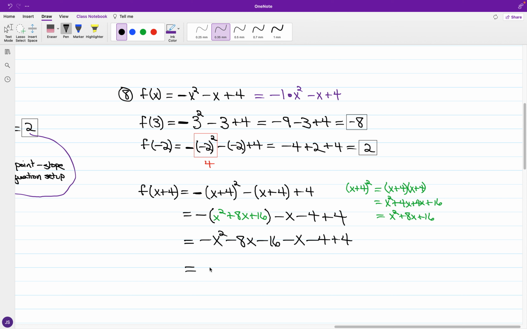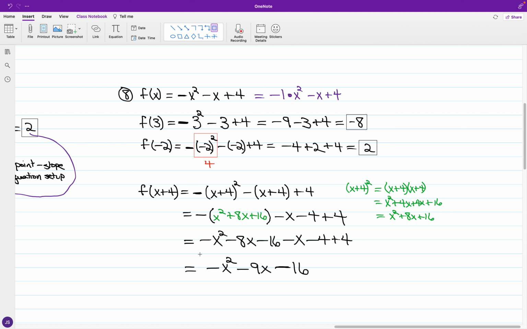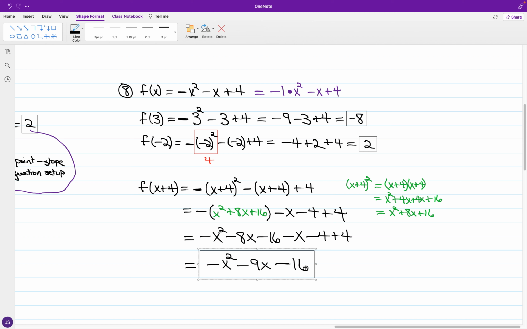Okay, so we got negative x squared. And we have a negative 8x and a negative x among the first order terms. So those will combine to negative 9x. And again, we have negative 16, and we have minus 4 plus 4 will cancel out. So the negative 16 is going to be the resulting constant. Okay, so for f of x plus 4, we end up with 3 negative terms with minus x squared, minus 9x, and also minus 16.